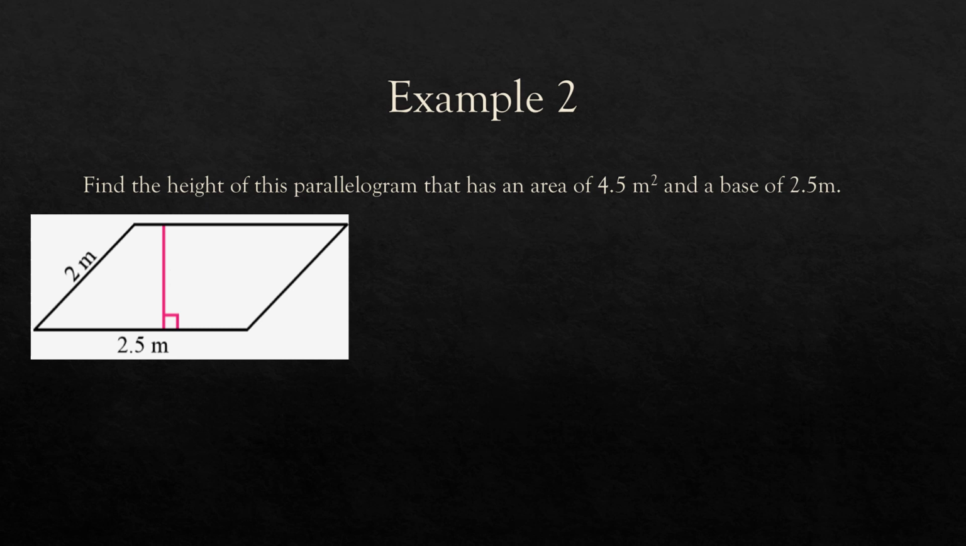Now we have a few more examples. Find the height of this parallelogram that has an area of 4.5 meters squared and a base of 2.5 meters. So if we think about our formula, area equals base times height. We're going to put in what we know. 4.5 for our area, and our base is 2.5. But we don't know what the height is. If we plug it in like this, then we can use our algebra to solve for the height.